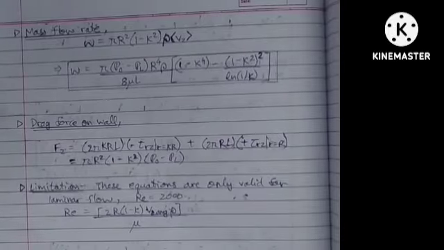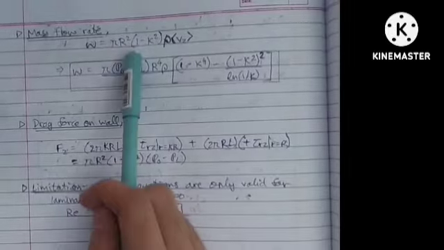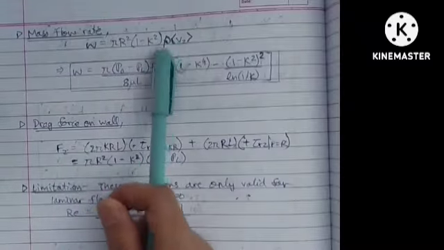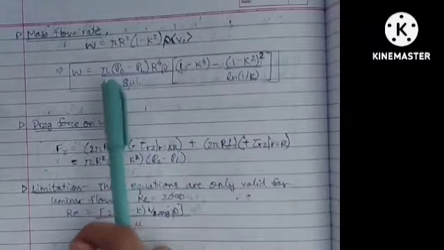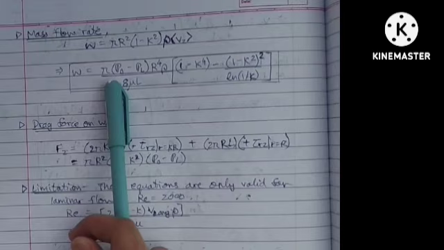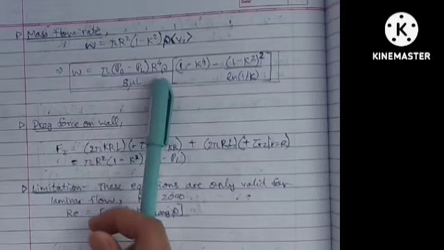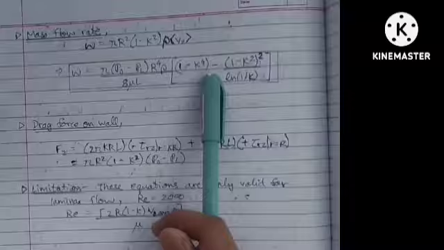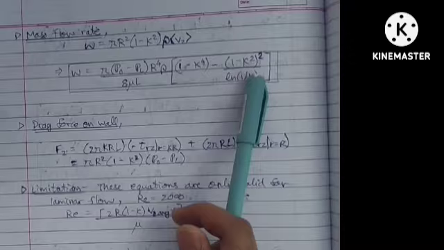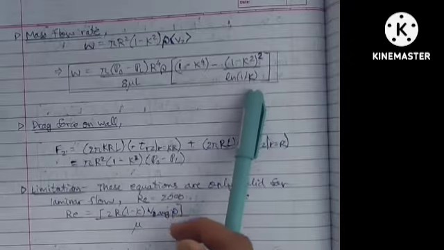For mass flow rate, we have the equation W is equal to πR square (1 minus κ square) ρ into average velocity, which gives W is equal to π (p0 minus pL) R to the power 4 ρ upon 8μL into [(1 minus κ to the power 4) minus (1 minus κ square) square upon ln(1/κ)].